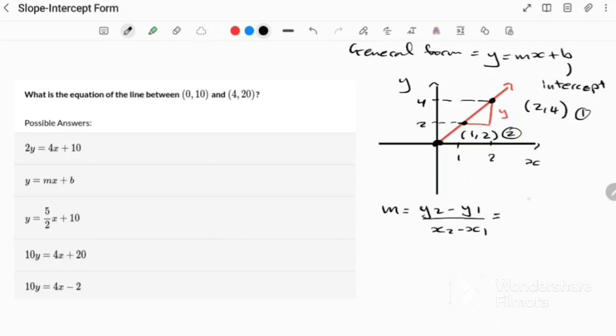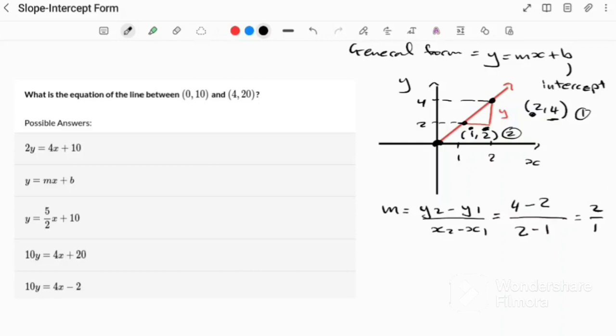So our y2 is going to be 4. Our y1 is going to be 2 from right here. Our x2 is going to be 2. And our x1 is going to be this one right here. So this is going to give us 2 over 1, which is the same as 2. So I just wanted to show you how it looks like on the graph and what it looks like if we just directly apply the formula.